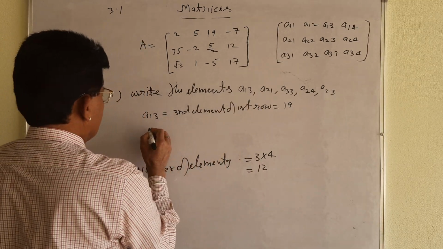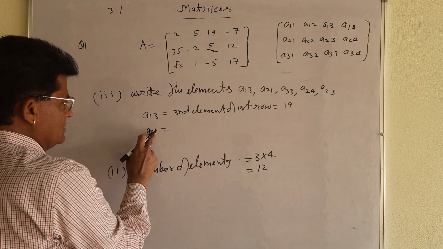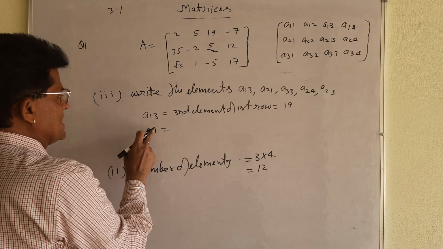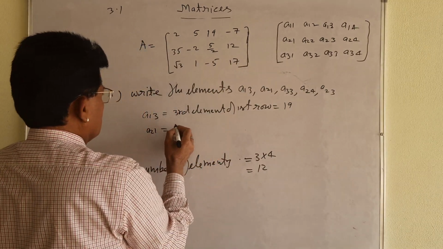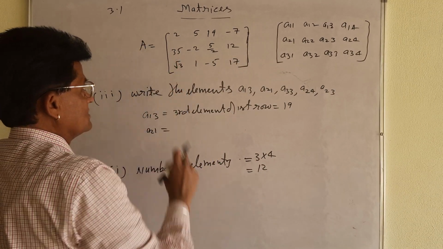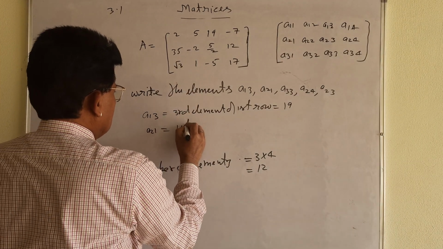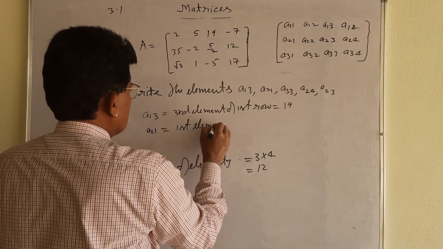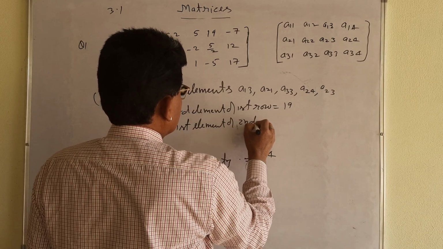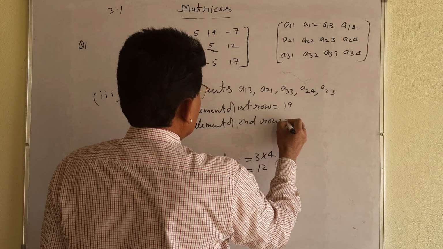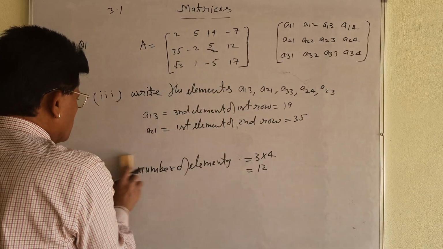Next you see A21. A21 is the second row and first column. The second row, first column is this one. You see this element, the first element of the second row. It will be equal to how much? 35. Like that. Very simple to write.